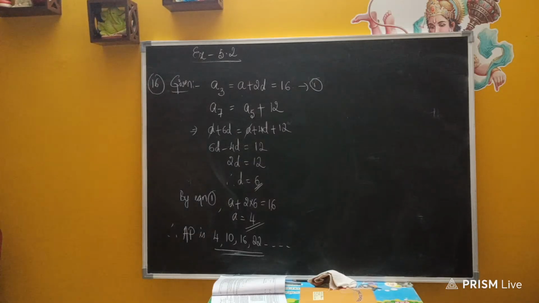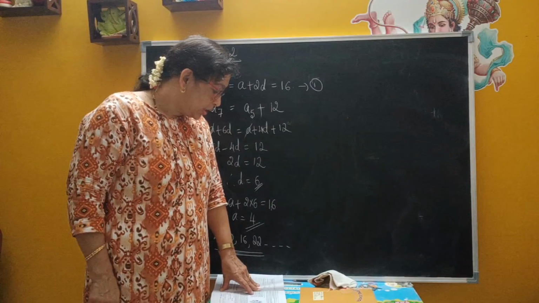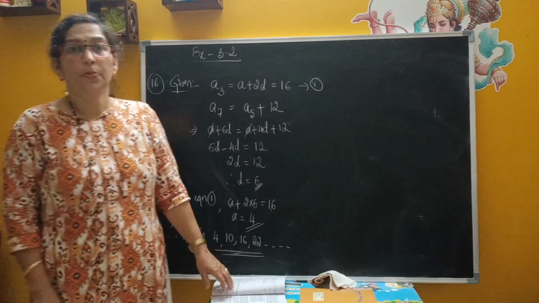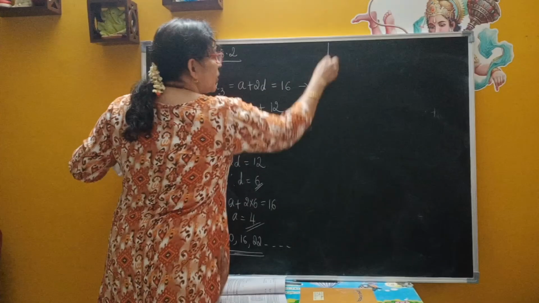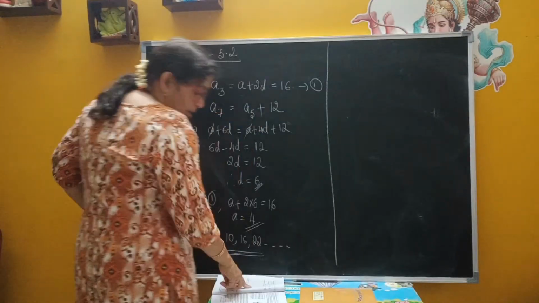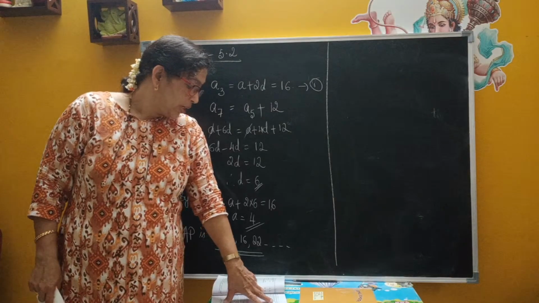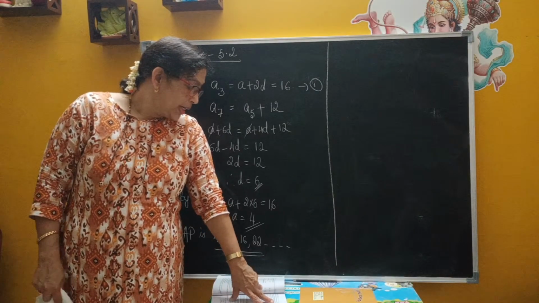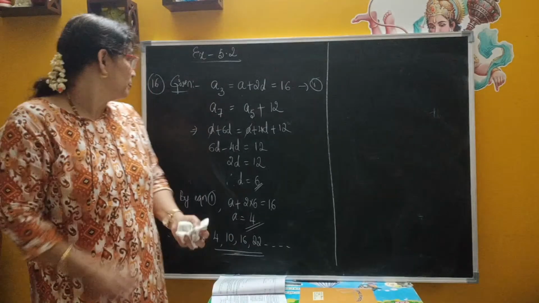Next problem now. Let me take the 17th problem. This is also one of the important problems. The 17th problem is: find the 20th term from the last term of the AP 3, 8, 13, etc., 253.